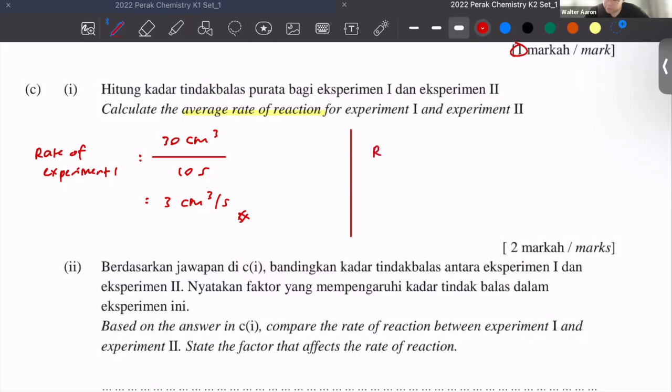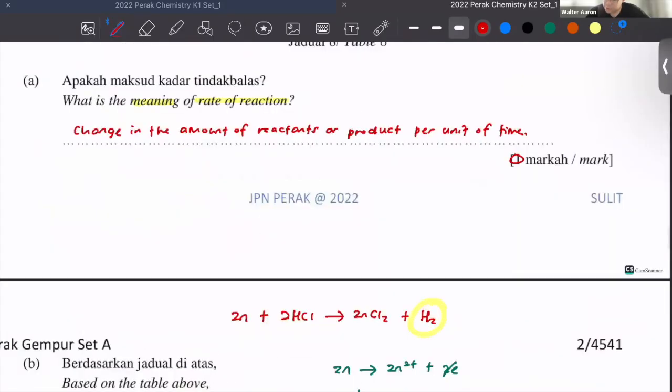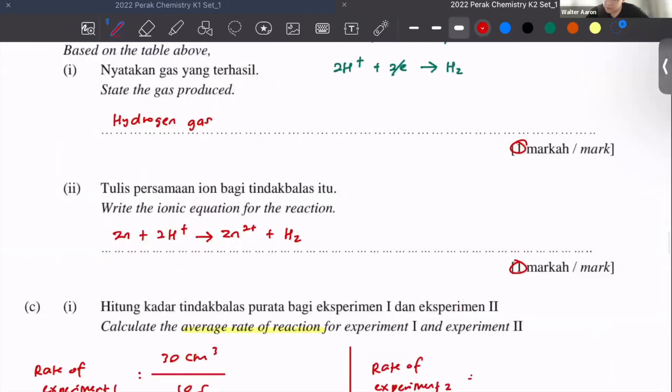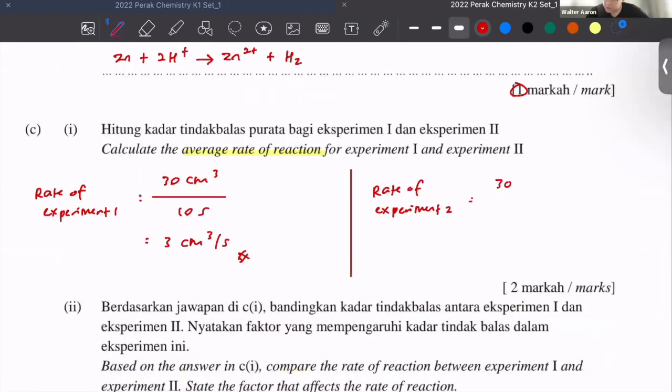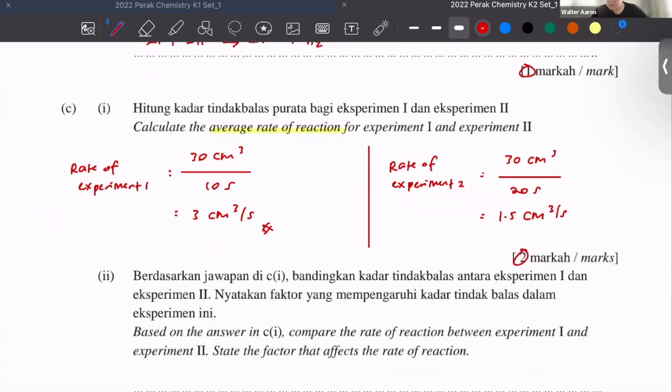And then the second one will be the rate of experiment 2. So that will be 20 seconds. So 30 cm³ divided by 20 seconds. So that will be 1.5 cm³ per second. That's it. So if you calculate correctly, you get 2 marks.